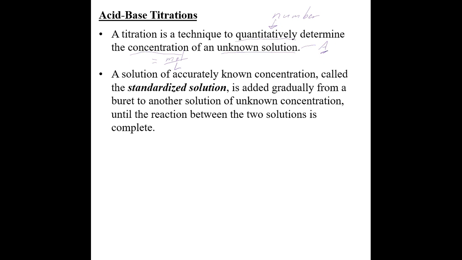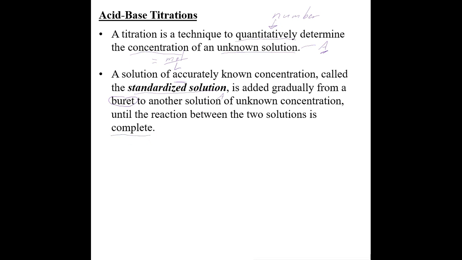So how we do this: a solution of accurately known concentration. Solution A, we don't know the concentration of it, but we do need another solution where we know exactly what the concentration is. This is called our standardized solution. That one again has a specific and known concentration. As we'll see, it is gradually added, delivered from a burette into our other solution, which again is our solution A of unknown concentration.